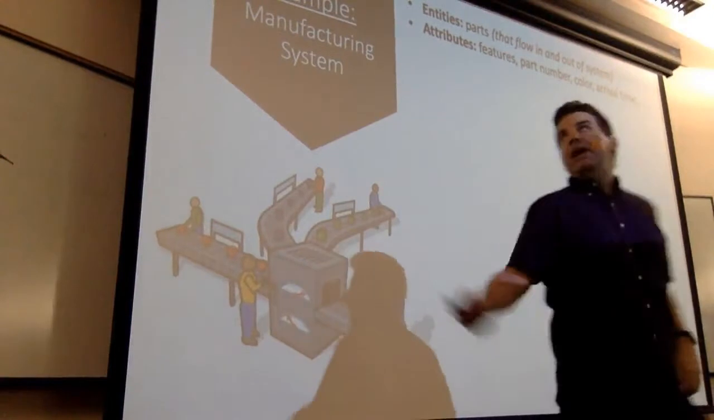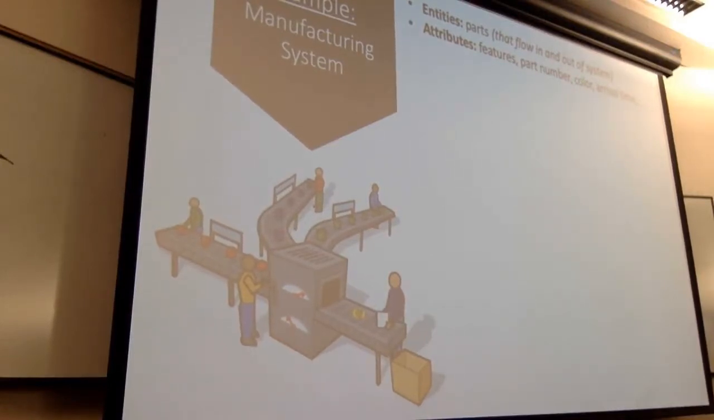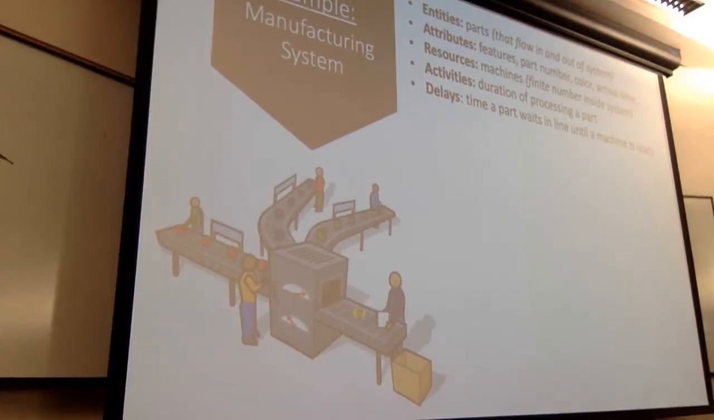The entities might be the parts that go through the manufacturing system. Things that differentiate the parts, different features, different numbers, colors when they arrive. Those parts don't just sit there, they wait on resources. There are machines that process the parts. If that machine's busy, the part's got to wait. It can't get into the machine.